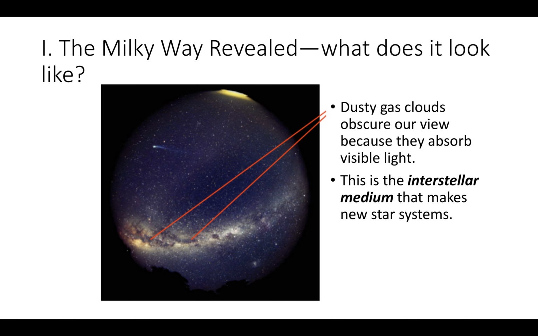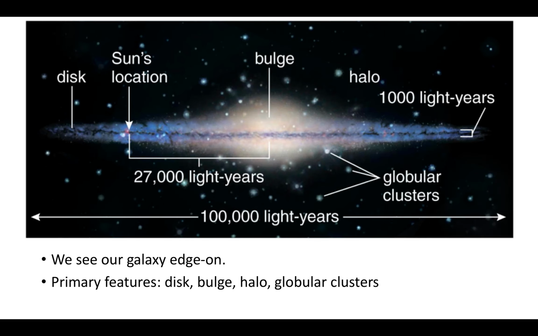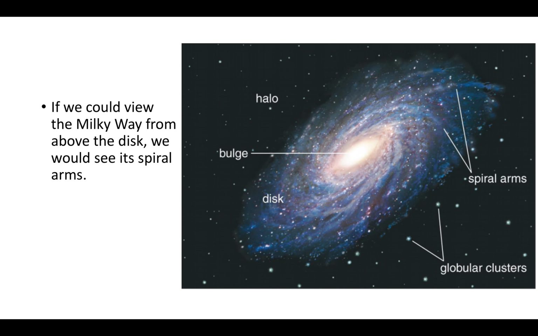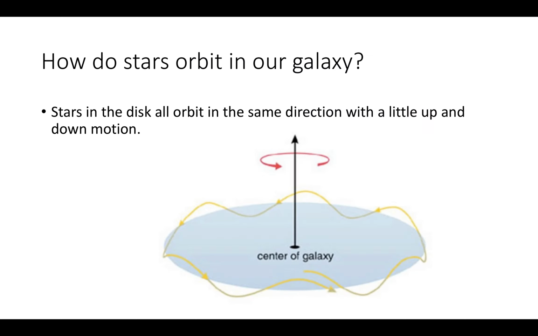So I think I'm going to jump back a slide here. I'm going to talk a little bit about the interstellar medium. Our galactic disk is filled with interstellar gas and dust, and the gas and dust is called the interstellar medium. This obscures our view when we try to peer directly through it in our night sky. It's almost like a smog-like obstruction. If we could view the galaxy from above the disk, we would see that it does have spiral arms.